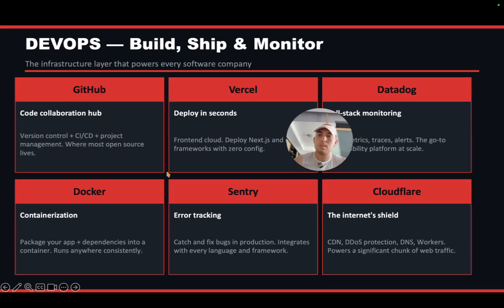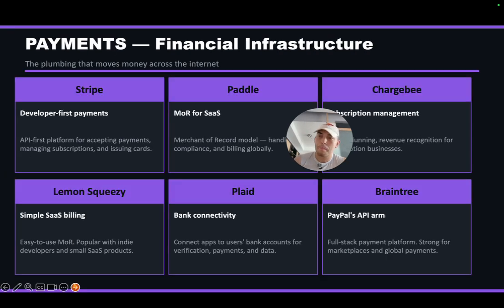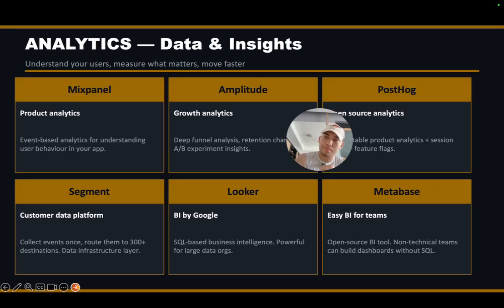Then we have DevOps, especially the ones for programmers. We have GitHub, Vercel, Datadog, Docker, Sentry, Cloudflare. I'm sure if you're programming, you've probably used some of these SaaS before. Payments, especially for financial infrastructure that involves merchandise and payments. We have Stripe, Paddle, Chargebee, Lemon Squeezy, Plaid, and Braintree. I'm sure some of you must have used Stripe before, especially in dropshipping or e-commerce.